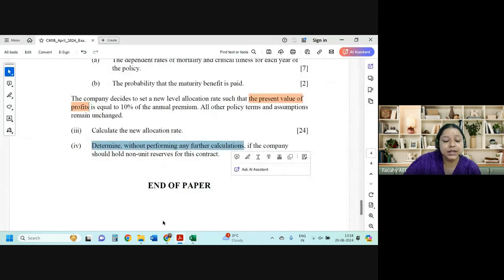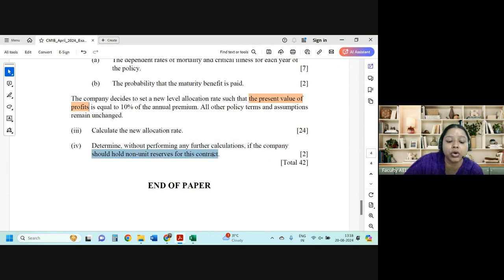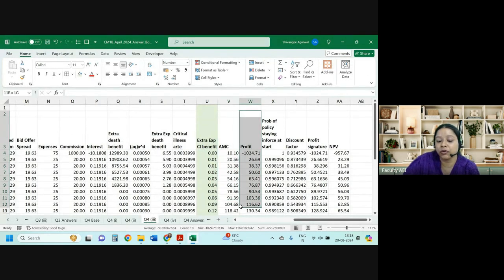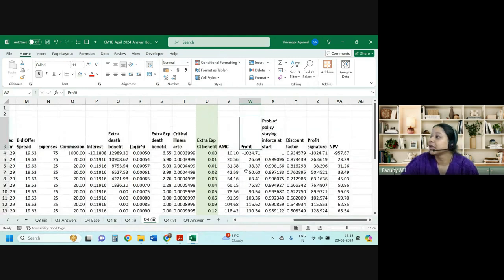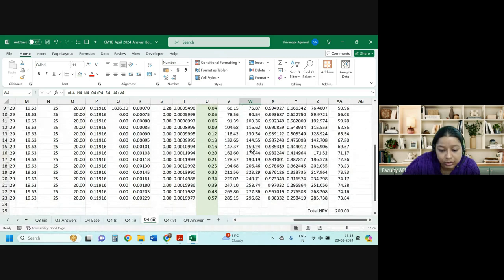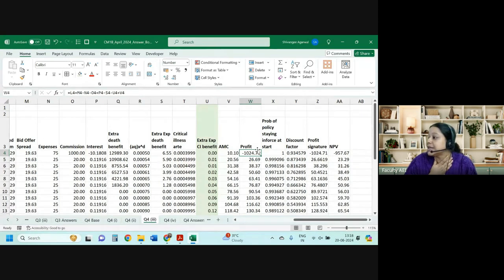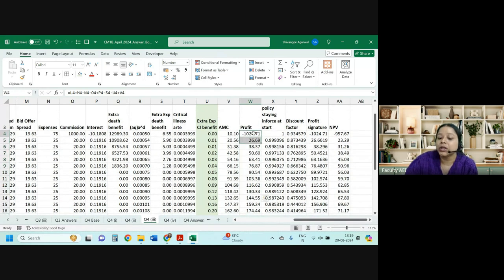They are saying determine without performing any further calculations if the company should hold non-unit reserves. Now non-unit reserves are not based on this, they are based on the profit vector, which is this. As we can see, the profit vector only has a negative cash flow in year one, and there are no further negative cash flows that need to be zeroized. Why do you set a non-unit reserve? When you want to zeroize the negative cash flows happening in future, so that your portfolio is self-financing and you will not need any financing in the later years of the policy. But here we can clearly see we will not need any financing in later years. Only in year one it will be negative, which always happens. It's already a self-financing portfolio. So hence, we will not set up any non-unit reserves.